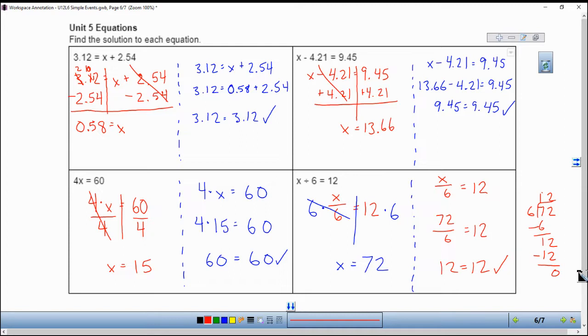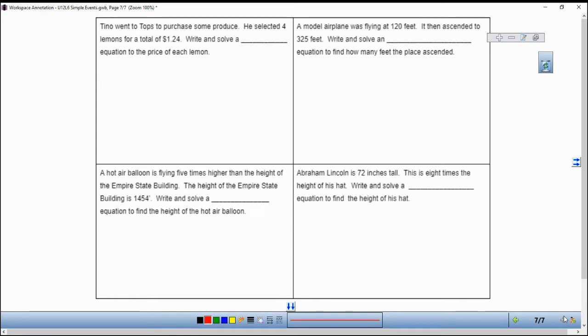So those are kind of the basics of equations. Next, we're going to write some equations and solve and check them. This next part is a little trickier, but we're using the same skills here. All right. First one, Tino went to Tops to purchase some produce. He selected 4 lemons for a total of $1.24. Write and solve an equation to find the price of each lemon.